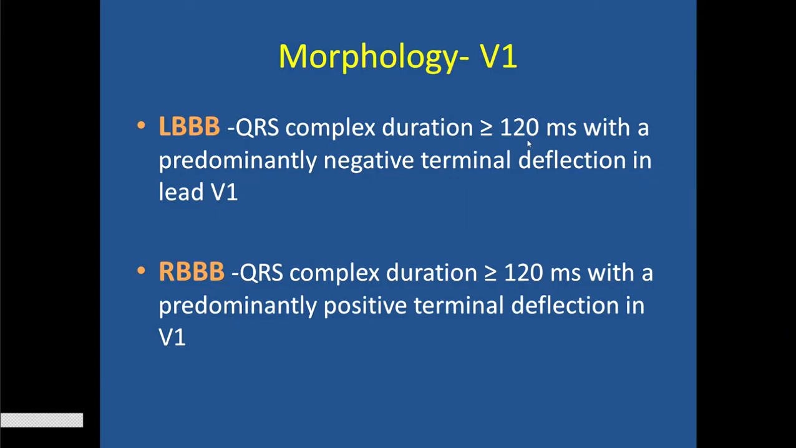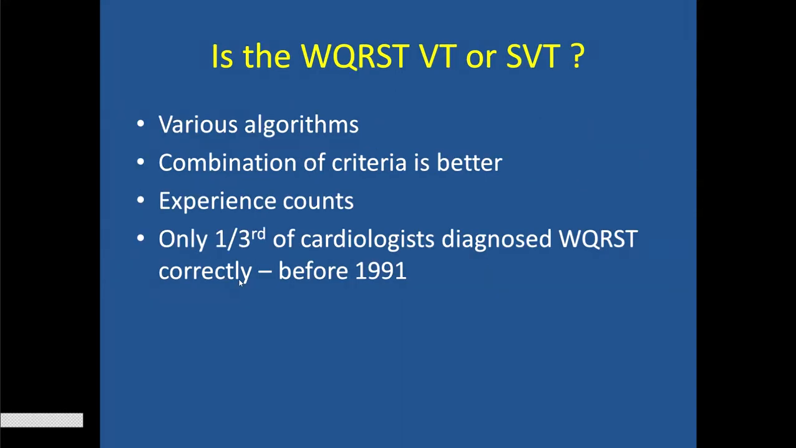The QRS complex duration of more than 120 milliseconds with predominantly negative terminal deflection. It's not the initial deflection; a negative terminal deflection in lead 1 is LBBB morphology. A positive terminal deflection in V1 is right bundle morphology. So, is the wide QRS tachy that we are dealing with a VT or a supraventricular tachycardia?